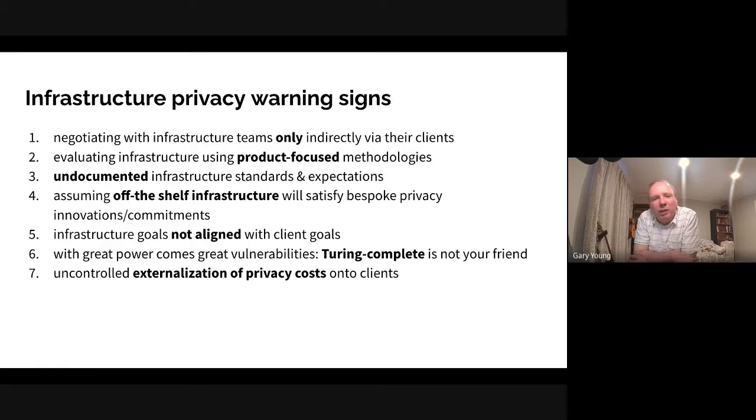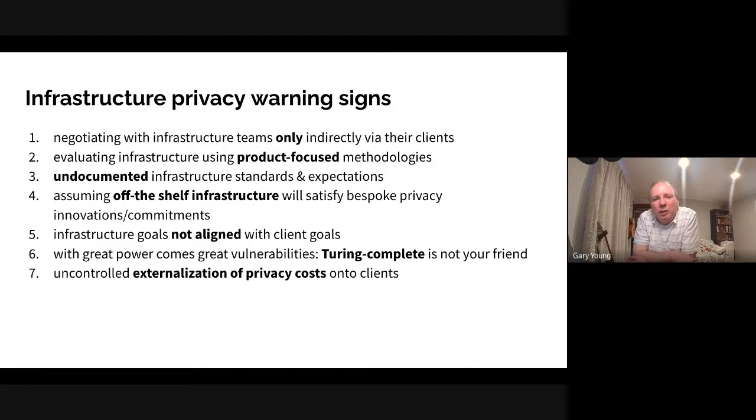It's not just important for it to be possible to get into a good state. Especially if you're in a large company, you want to make it very likely or unavoidable to get into a good state, to help manage the costs of your privacy function. Undocumented: if you're not documenting your infrastructure standards or expectations, then it's very hard to expect infrastructure providers to meet that standard. So it's important to document what you're doing with infrastructure together with what you're doing with products.